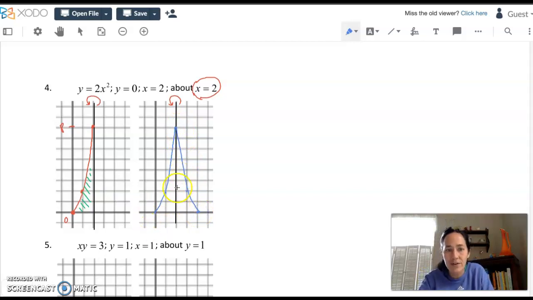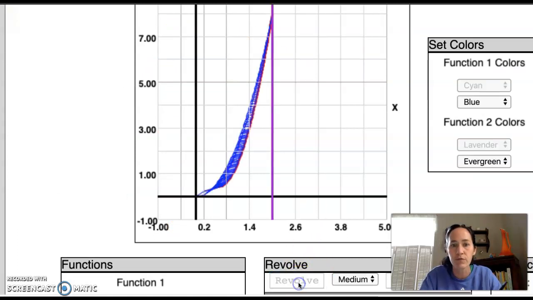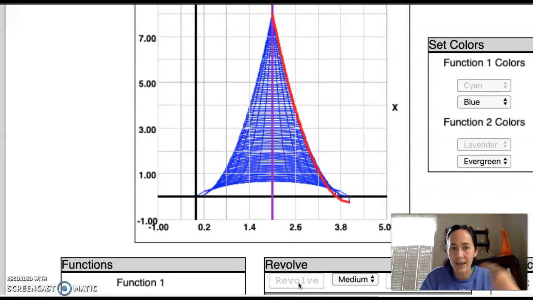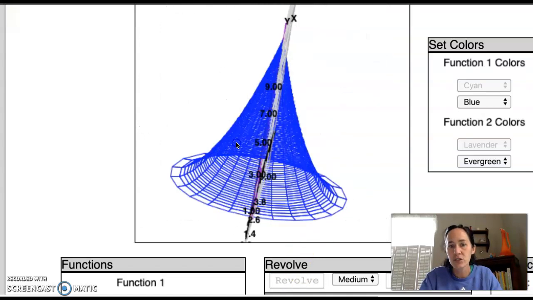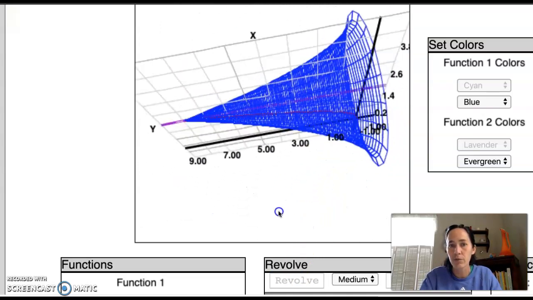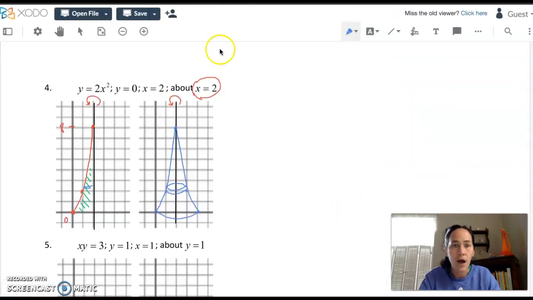Almost looks like a tent or a cone, or maybe a party hat when you spin it around the axis of revolution. A typical disc would have come out from here, and it's going to turn into a circular disc, and these will be stacked up vertically throughout that shape. A better depiction of this is if I revolve. This is what I was trying to draw. The computer does it way better. This is the shape we want to find the volume of, but it would be filled in.